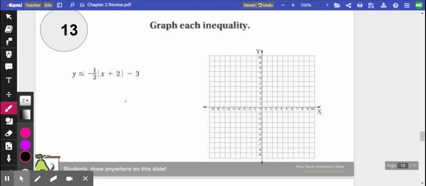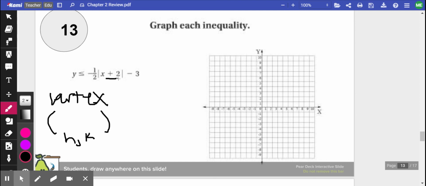And we're going to finish up looking at absolute values. So for an absolute value equation or an absolute value inequality, you need to graph your vertex first. So we're going to look at our vertex. I know it's h comma k. Looking at the inside of my absolute value, our formula is x minus h.